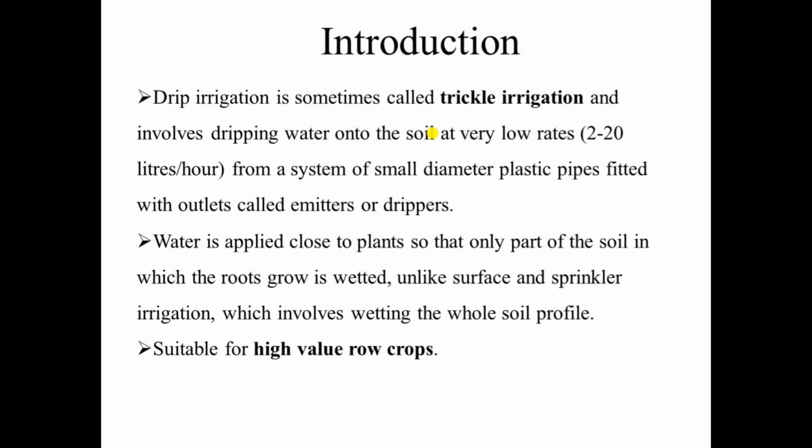Water is applied close to the plant so that only part of the soil in which the root grows is wetted. Unlike surface and sprinkler irrigation, which involve wetting the whole soil profile, in the drip irrigation system only the root zone of the plant and only the near surface are wetted. It is suitable for high value crops because the economic investment is higher.